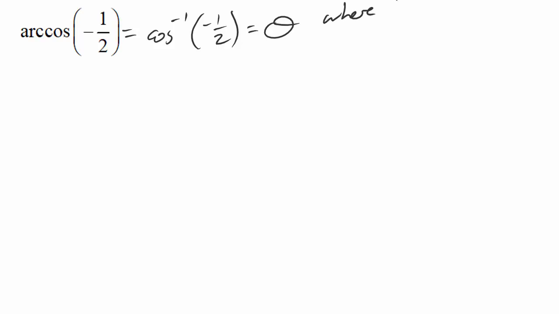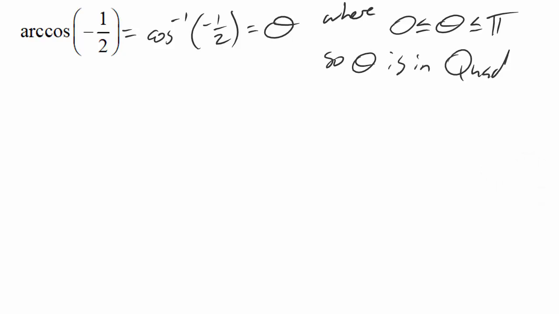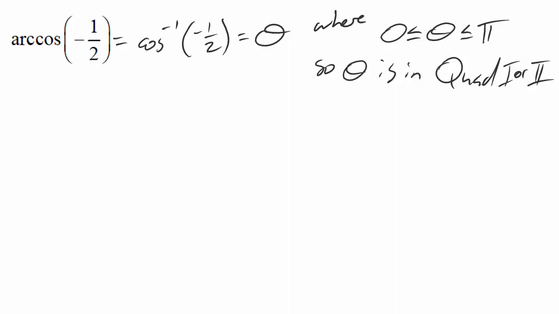That's going to be where theta is going to be between 0 and pi. So that means our angle theta is going to be in quadrant 1 or quadrant 2. As with arc cosine equal to negative 1/2, or if you prefer inverse cosine of negative 1/2 to give us our angle theta, that tells us that the cosine of theta has got to be equal to that negative 1/2.